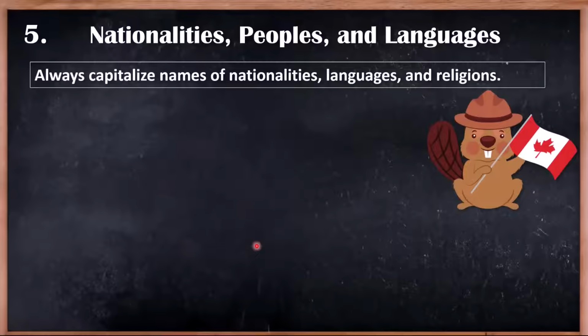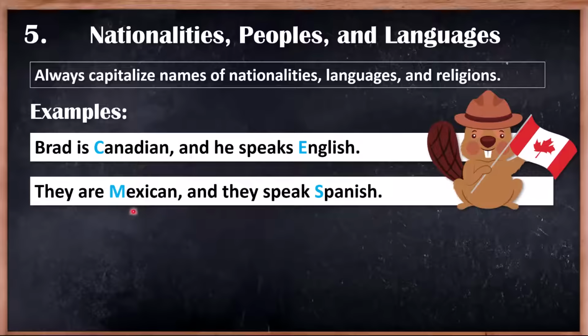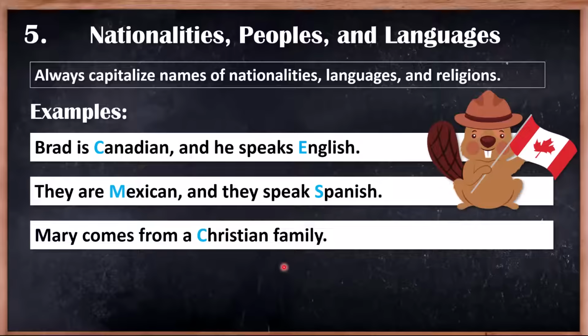We also capitalize nationalities, languages, and religions. For example, Brad is Canadian and he speaks English. Canadian is a nationality, so we capitalize it. And English can be a nationality or a language, and it's also capitalized. They are Mexican and they speak Spanish. Again, capitalizing nationalities and languages. Mary comes from a Christian family. We also capitalize religions. So Christian is capitalized, or Christianity.